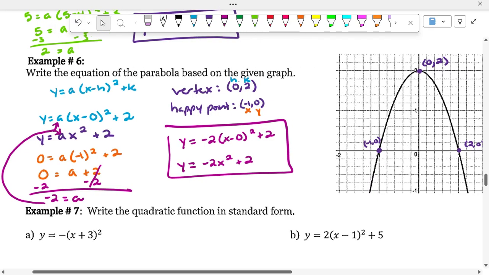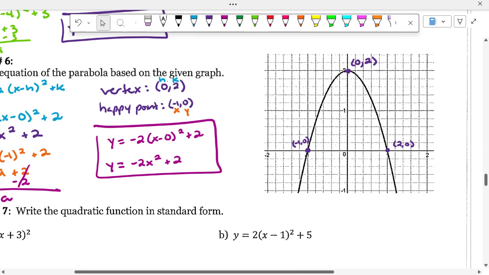Doesn't this make sense in terms of the graph? Our a value should be what, based off the direction of opening of the graph? The a value should be what if it's opening down? Negative. Is the a value negative? Yeah, the a value is negative, so it makes sense in terms of the graph.